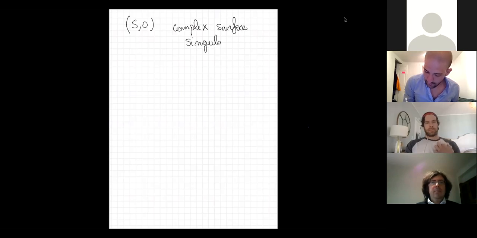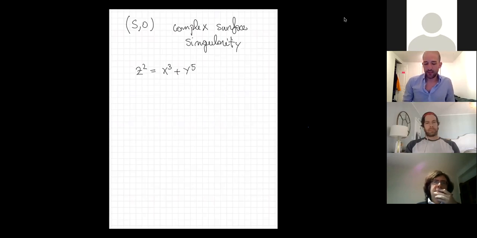For example, you can look at the germ of the surface with the equation z squared equals x cubed plus y to the 5. This is a surface in C3, and the partials all simultaneously vanish at the origin, where you have an isolated singularity. And once you have a singularity, you can look for a resolution of it.